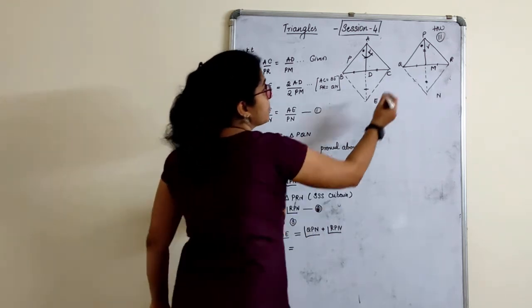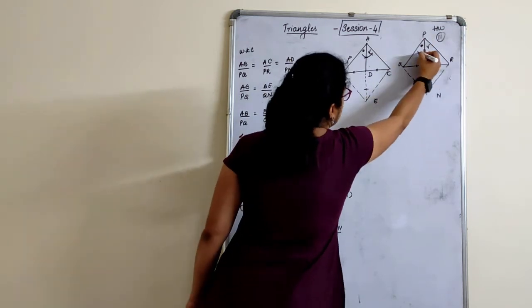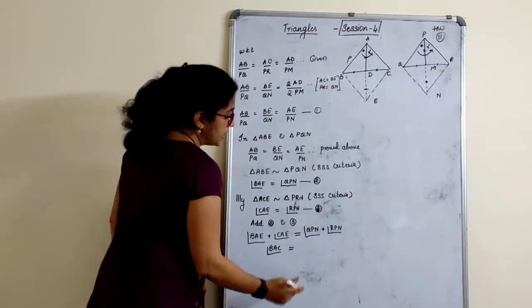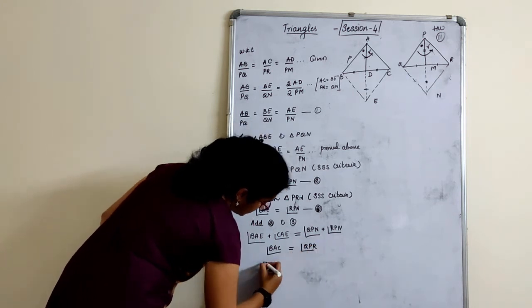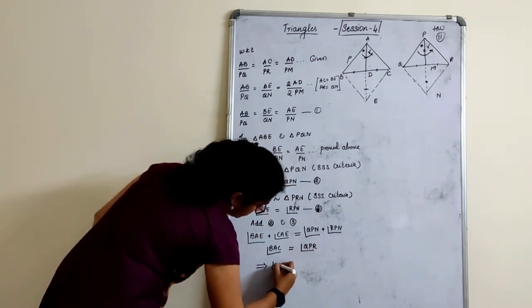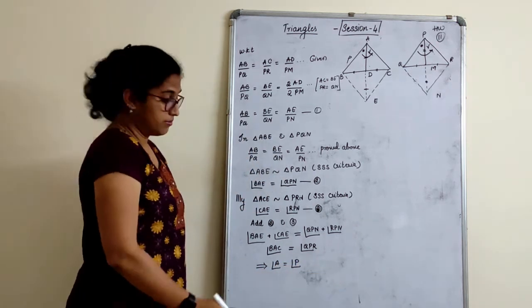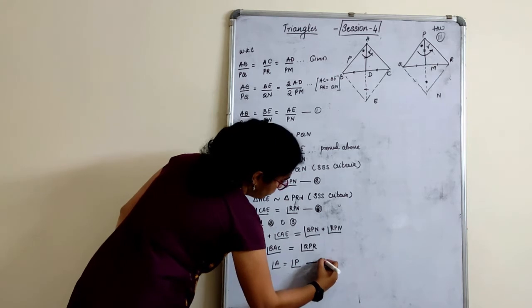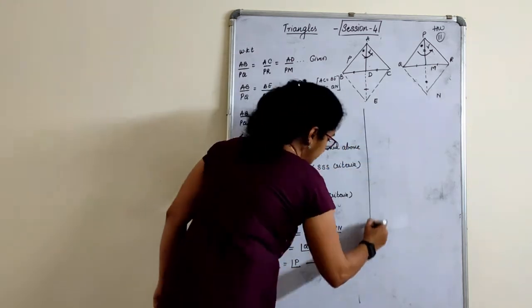is equal to QPN plus RPN, which will give you QPR. This is nothing but angle A is equal to angle P. Equation 4. Keep it. Now the final touching here.